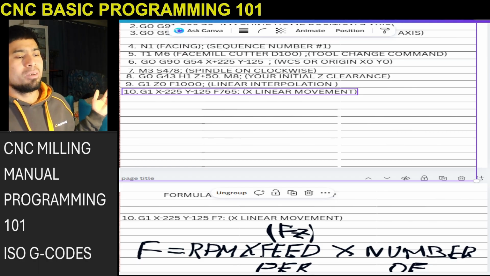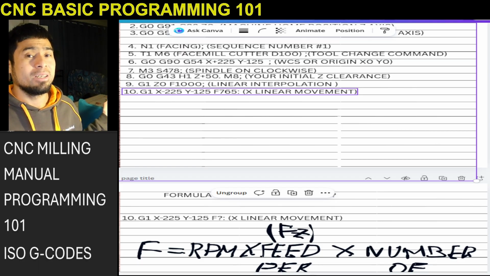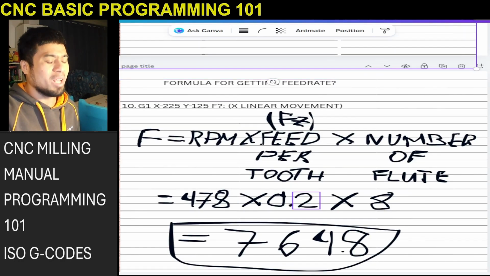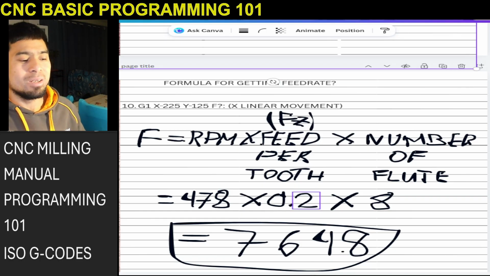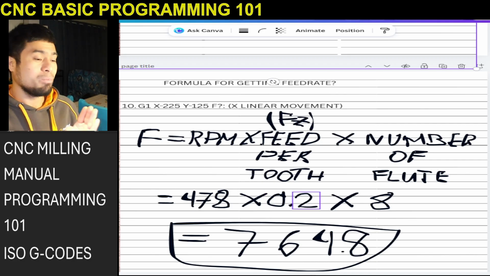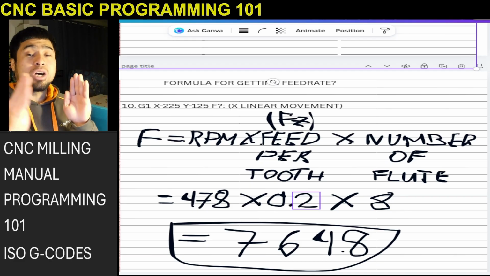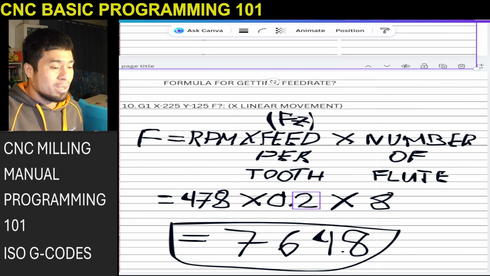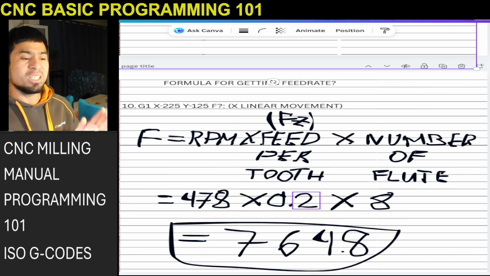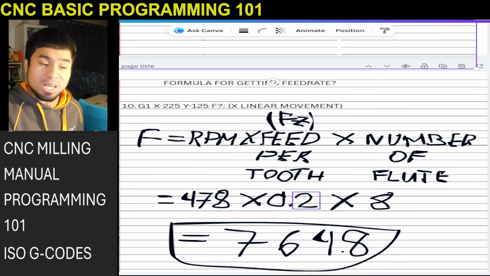Can I put 700, 800? Well, yes, just calculate it properly. You can probably increase your feed per tooth. For example, you can put 0.25 here, but make sure that whatever feed per tooth you use, it is still in the range recommended by the manufacturer. For example, the maximum feed per tooth that the manufacturer recommends for that insert is 0.35 or 0.3.